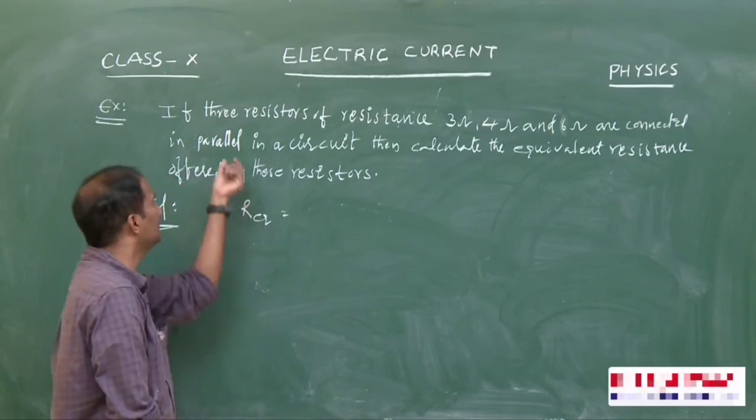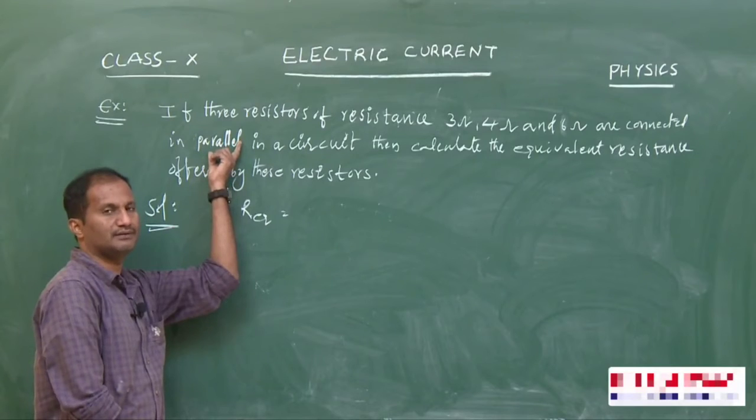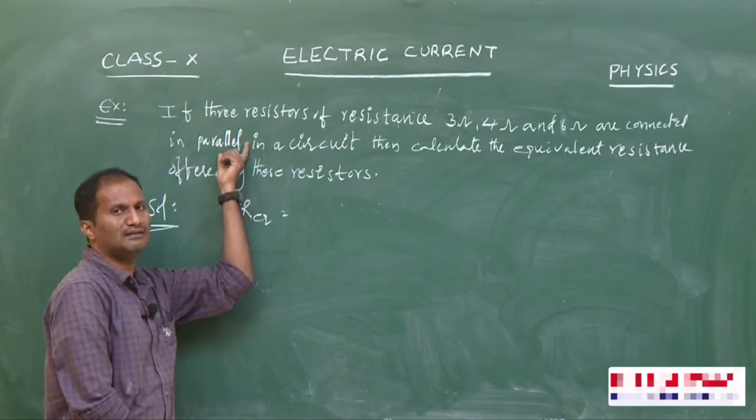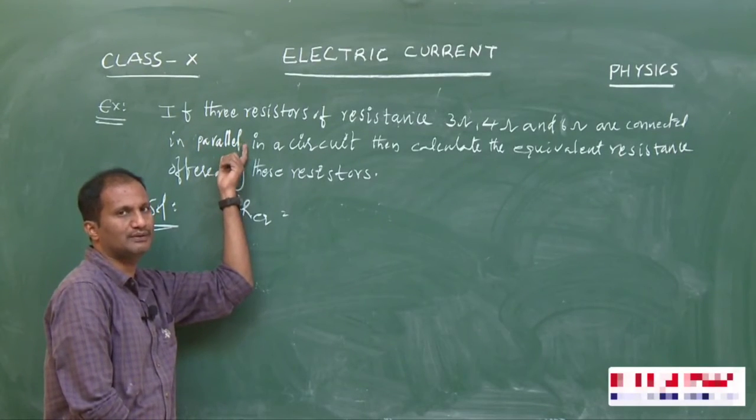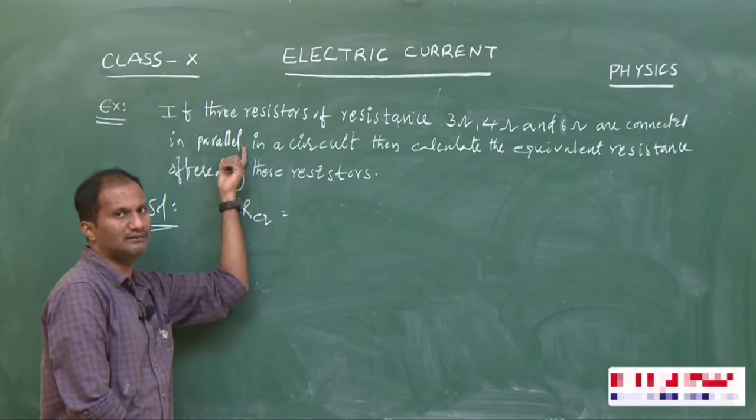Let us have one more problem. 3 ohm, 4 ohm and 6 ohm resistors are connected in a parallel combination in a circuit. Then what they are asking is the resultant resistance offered by those 3 resistors. Now we are going to calculate the resultant or equivalent resistance.